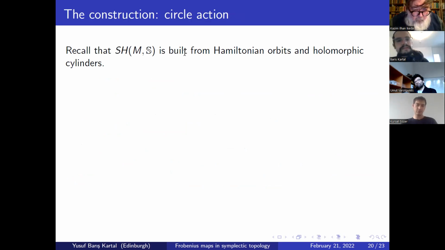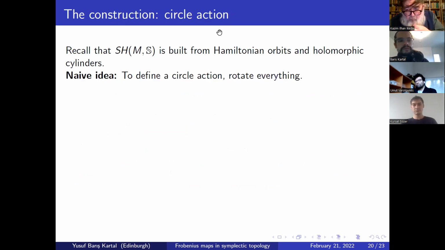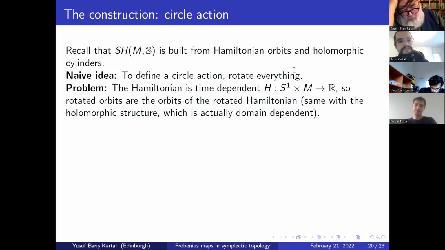So this thing is built from Hamiltonian orbits and holomorphic cylinders, as I mentioned. So I came to the construction, the first circle action part. The naive idea is, to define the circle action, you rotate everything. There was a picture, if you remember, with circles representing Hamiltonian orbits and the cylinders. So you rotate the circles and you rotate the cylinders, and then the construction of Cohen-Jones-Segal can be done circle equivariantly too.